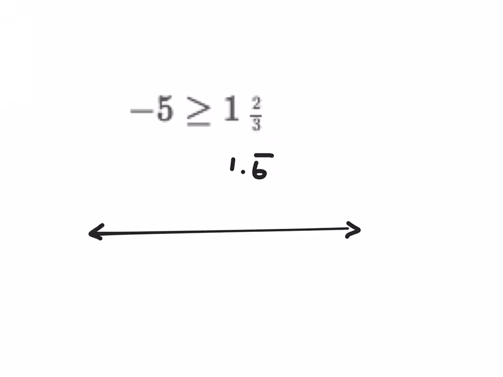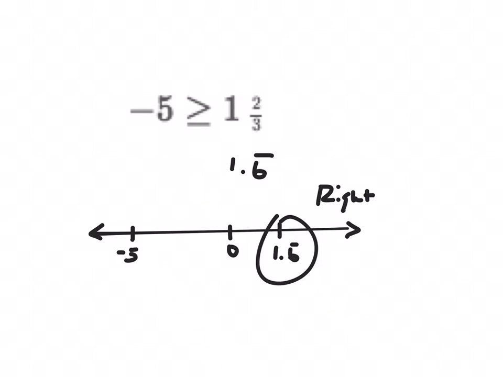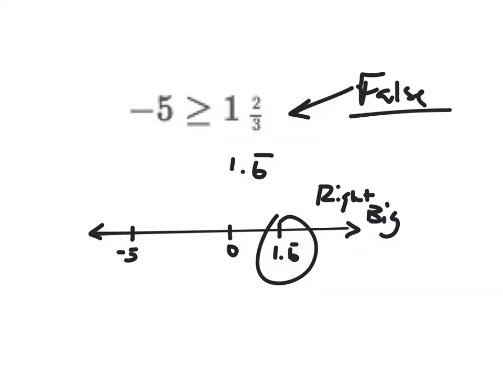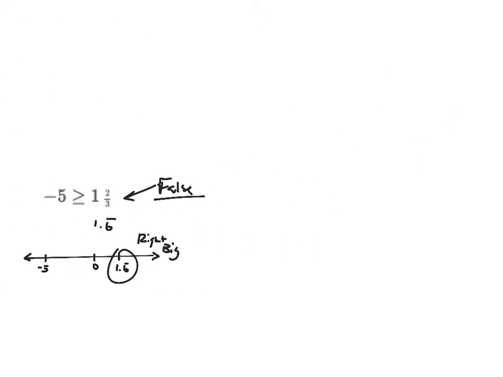Okay, all right, so let's just draw a number line here. Okay, and we end up having, let me put my 0 down, let me put 1.6 repeating here, and then let me put -5 over here. What I notice is that 1.6 is to the right, meaning that we're big. Okay, but this is saying that -5 is big, so this is false. No, doesn't work. Okay, it's false. Okay, all right, moving on.